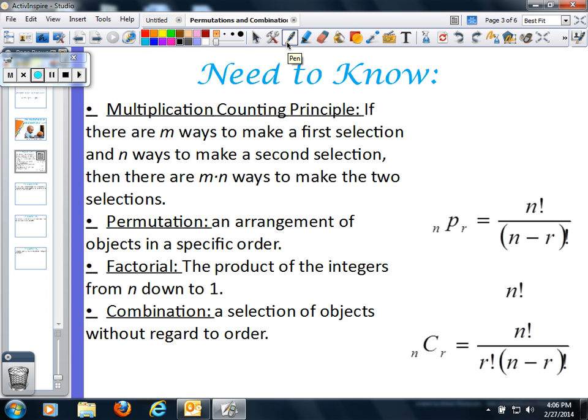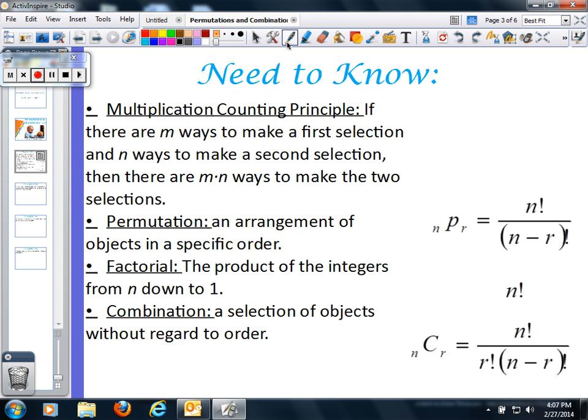Okay, so when we look at this, some stuff that you need to know is what we call the multiplication counting principle. Basically it says if there are m ways to make a first selection and n ways to make a second selection, then there are m times n ways to make the two selections. So for example, if I have 6 shirts and I have 2 pairs of pants, and I want to know how many different combinations I have, well, I have 6 ways to choose shirts, and I have 2 ways to choose pants, so I would have 12 ways total, which would be 6 times 2.